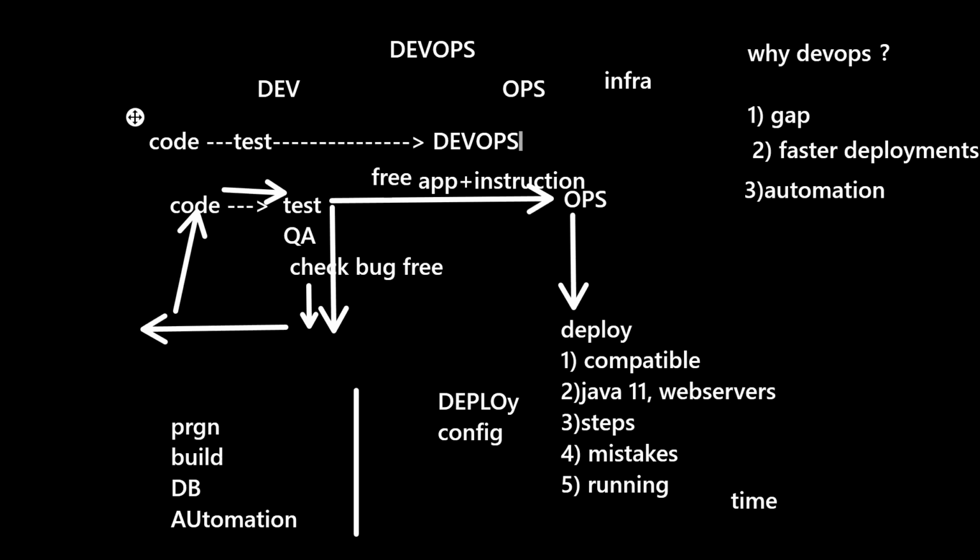A DevOps team is a team that has the complete knowledge of automating the process of taking the application to production servers without any manual intervention. Means, okay, the developers team is still there. Developers write the code. Testers will test it.